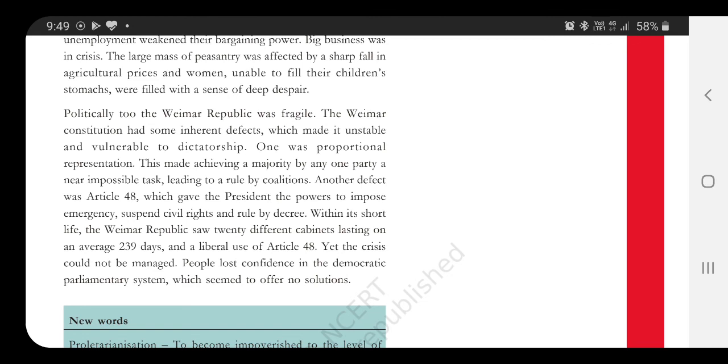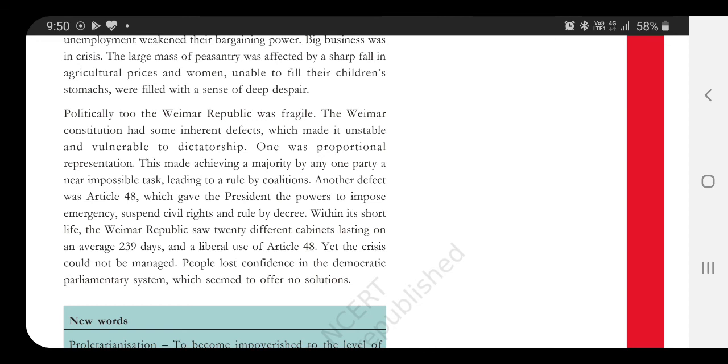Politically too, the Weimar Republic, as we can see, was very fragile. As we know, it was based on the principle of equal representation. So there was hardly a time when any single political party would come with a majority on its own and form the government. There was always a possibility of a coalition government. And you know the helplessness of coalition governments: most of the time they remain weak and cannot take decisions. Political instability was also such that governments lasted an average of 239 days. And there was liberal use of Article 48, as and when there was a need for it, it was implemented.